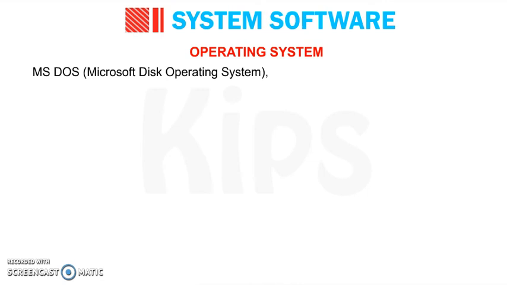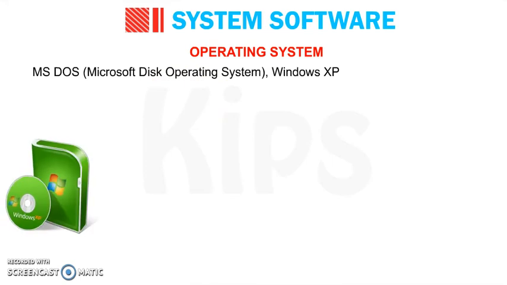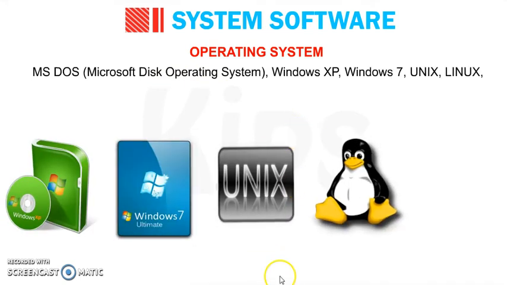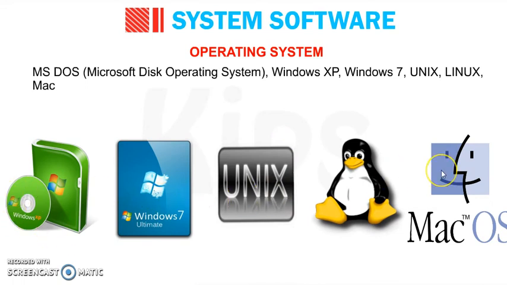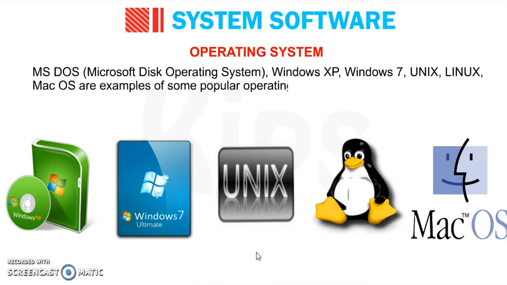MS-DOS. What is the full form of MS-DOS? Microsoft Disk Operating System. Windows XP, Windows 7, Unix, Linux, these all are operating systems. Nowadays, which operating system are we using commonly? Windows 7. And the latest Windows version is 10. Yes. Mac OS are examples of some popular operating systems.